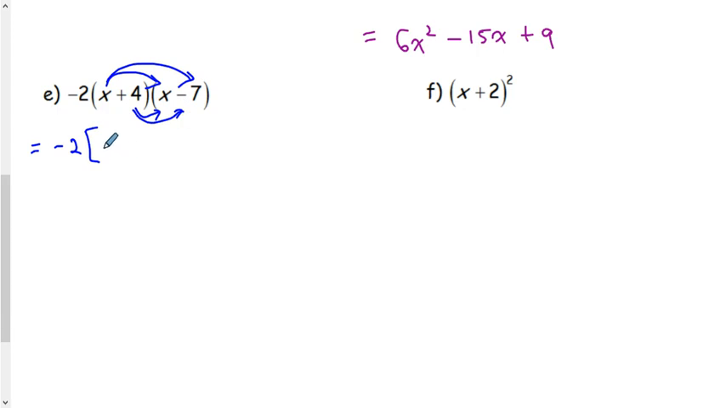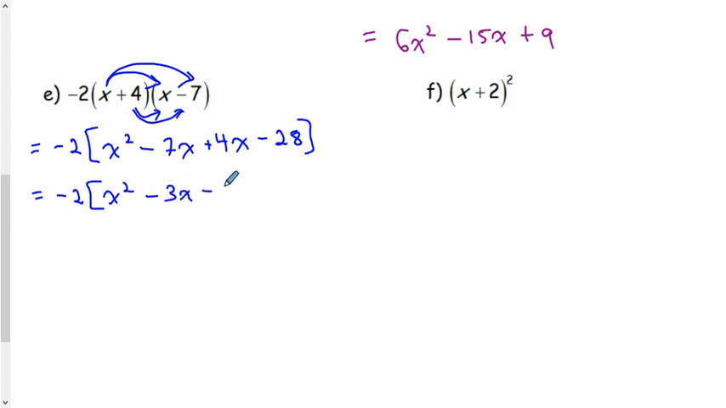Okay, here we go. So x times x, that's going to be x squared. x times negative 7, negative 7x. 4 times x is plus 4x. And 4 times negative 7, that will be negative 28. Let's collect our like terms. We got our x squared, negative 7x plus 4x, that's going to be minus 3x, minus 28. Okay, so now we can multiply everything through by that negative 2.